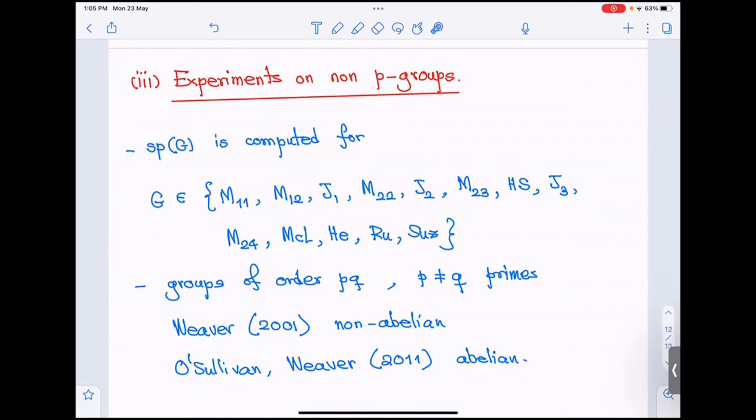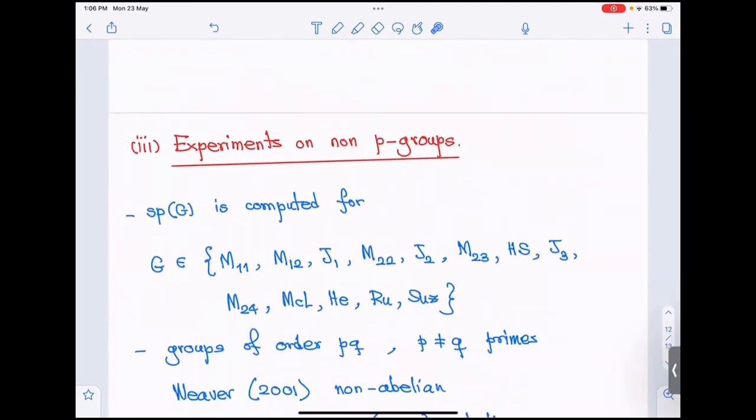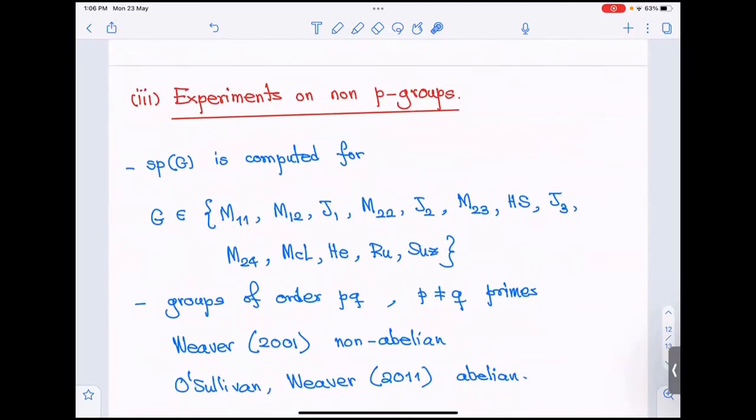But one of the bigger challenges was the cyclic groups of non-prime orders. So for order pq, there is a very long paper by O'Sullivan and Weaver describing the spectra sets. It would be really nice to see if somebody can go beyond this, though pq is already quite a complicated answer, so I would not know. Beyond this, I would probably stop here, and if there are questions, I would like to answer.